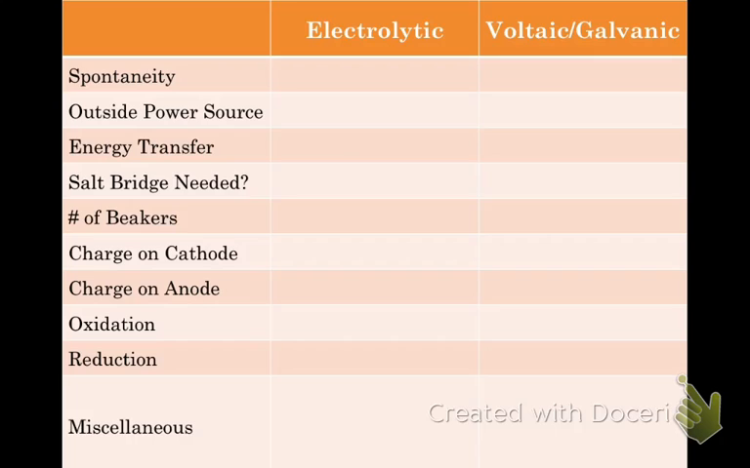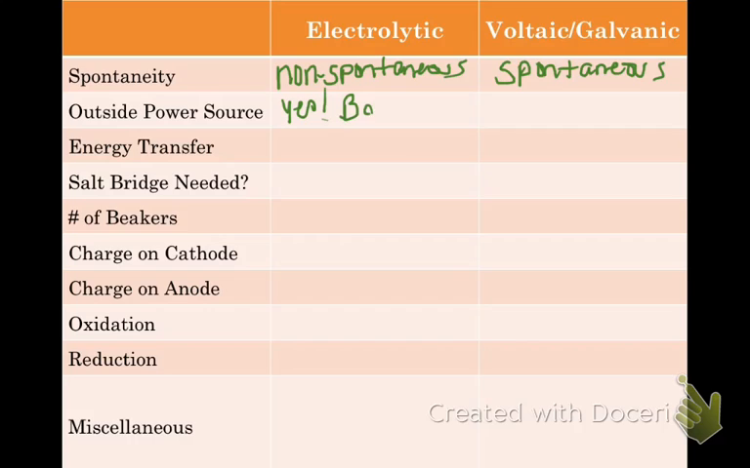So spontaneity: is it going to occur on its own, or is it going to be non-spontaneous? An electrolytic cell is going to be non-spontaneous, versus a voltaic or galvanic cell, which is going to be spontaneous. It does not need a battery to occur. In fact, that's our next question: does it need an outside power source? For electrolytic, yes, battery needed. For voltaic or galvanic cells, no battery needed. In fact, it is a battery.